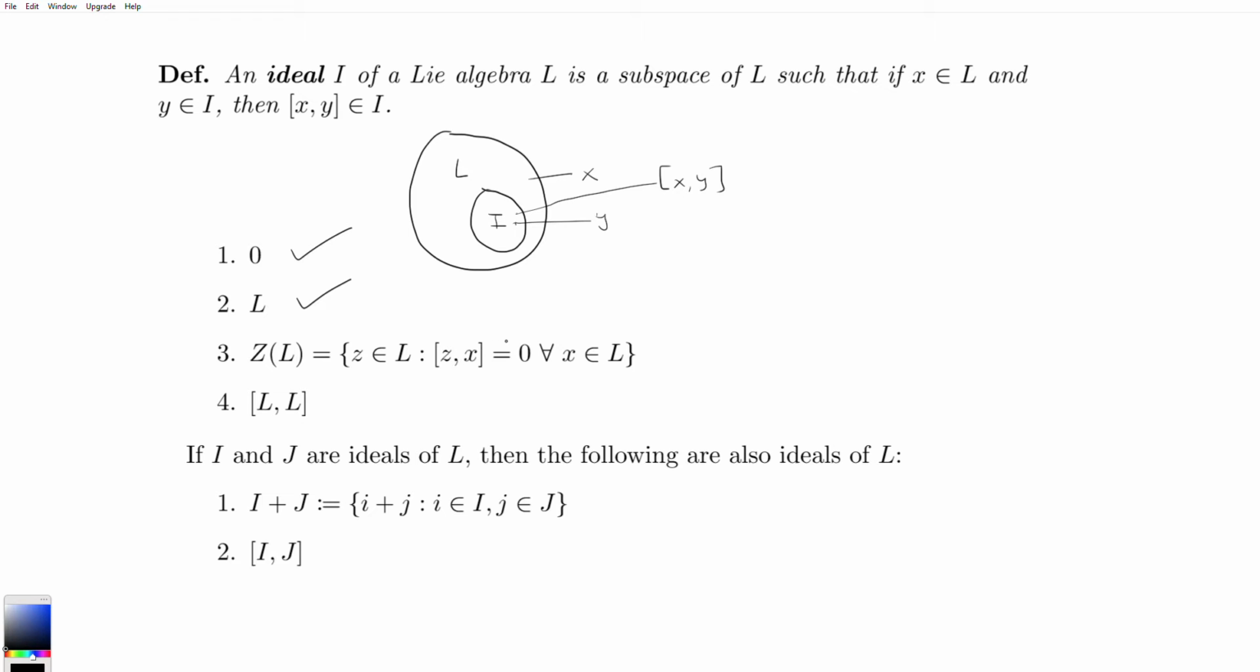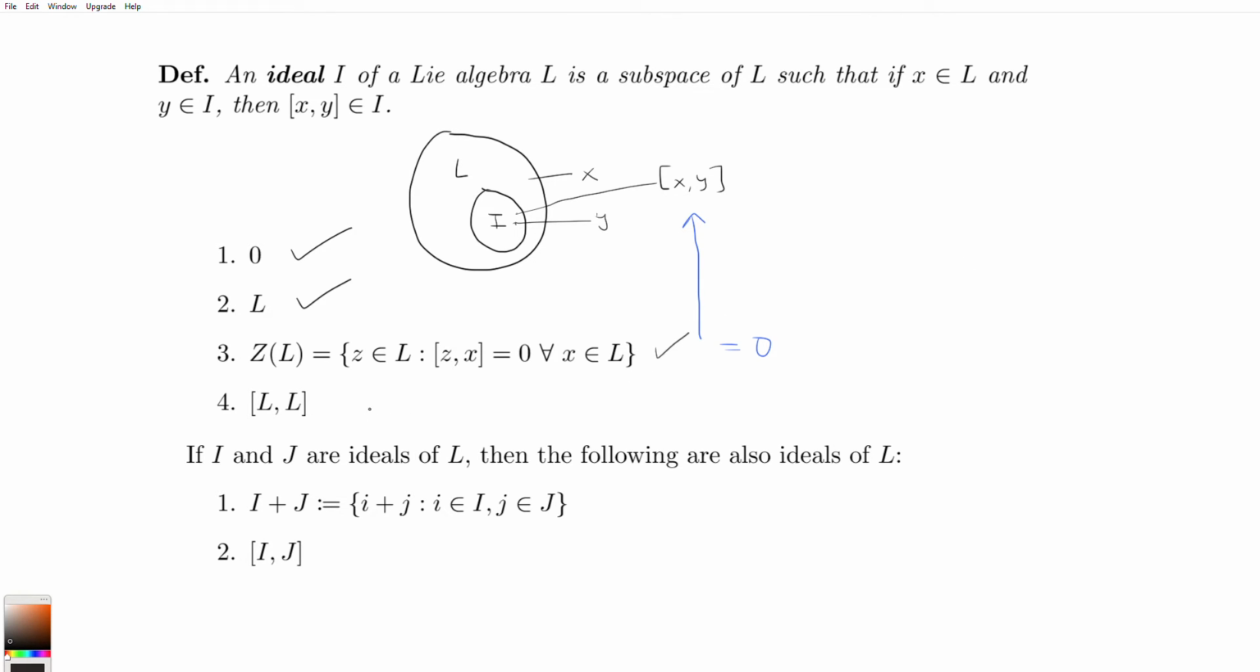What the center, recall, is, is everything in L that commutes with everything in L. Okay, and so the center is an even stronger condition than the ideal condition, because it's saying not only does it have to lie inside of your center, it has to actually equal 0. So here, this guy is actually going to equal 0, and of course 0 is going to be in your center. So the center is stronger than the ideal condition. So this is an ideal.